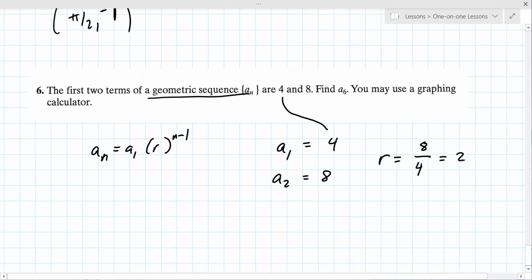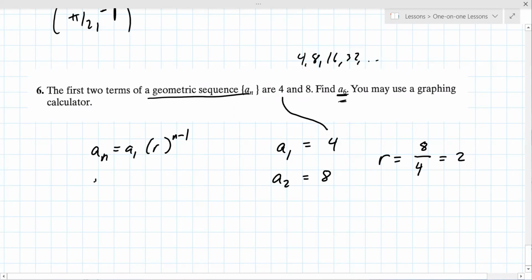Okay. So we have enough now to write the formula, because if you want to find a specific term, you always find the formula. Like if this said a to the 8th, we'd want a formula. Now you could just write out more terms. You could say, okay, it's 4, 8, 16, 32, and so on, which is probably faster than the way we were doing it, but I want you to see the formula again.